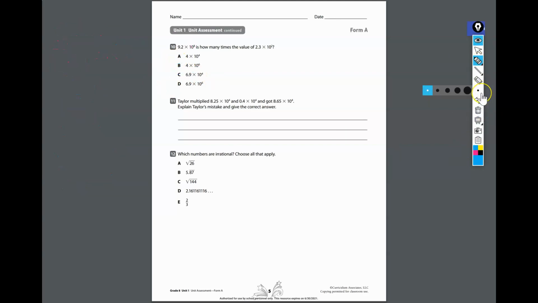Well, let's just multiply it ourselves. If you notice, this is not incorrect scientific notation. It really doesn't matter at this point. What matters is the final answer is in scientific notation. So let's multiply our numbers out in front. They did say multiply. So 8.25 times 0.4.